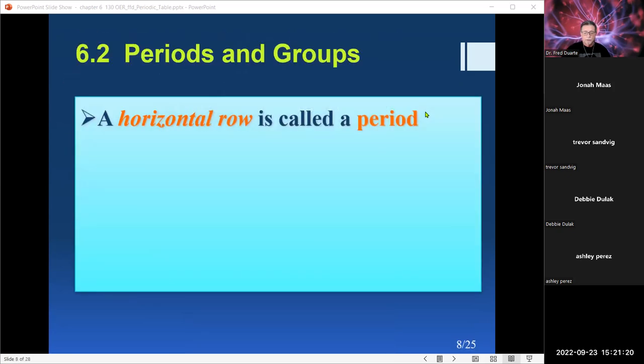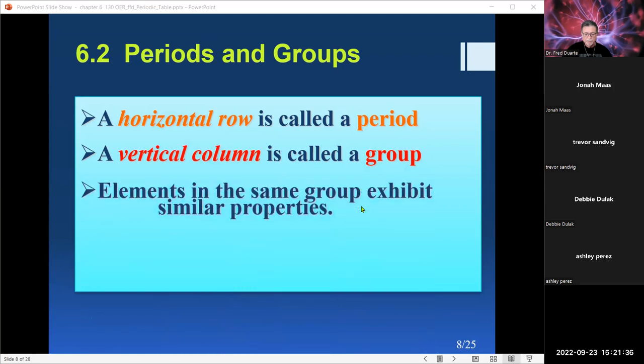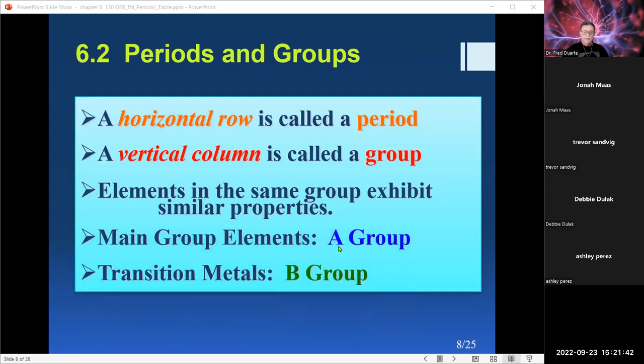Now, the horizontal row is called the period, which is the term I've utilized. It's also the energy level. There are 7 of them. And the vertical rows, or columns I should say, are called groups. You also will hear the name family, being in the same family. So elements in the same group exhibit similar properties, again, because of the number of valence electrons they share.